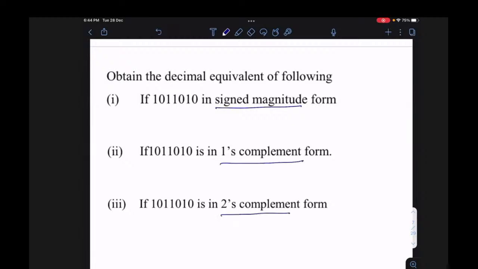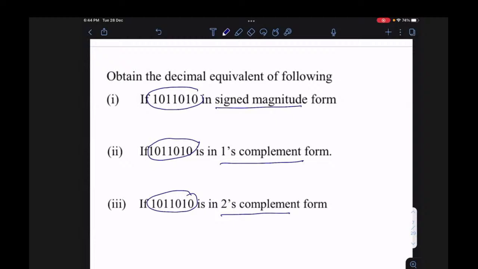This is very important. You have to read the question carefully, in which particular format they have given it. If you see carefully, in all three cases the number is the same. So I'm asking you the same number in different forms. If this number is in sign magnitude, what is the answer? If it is in 1's complement, what is the answer? If it is in 2's complement, what is the answer? That is the way I'm asking.